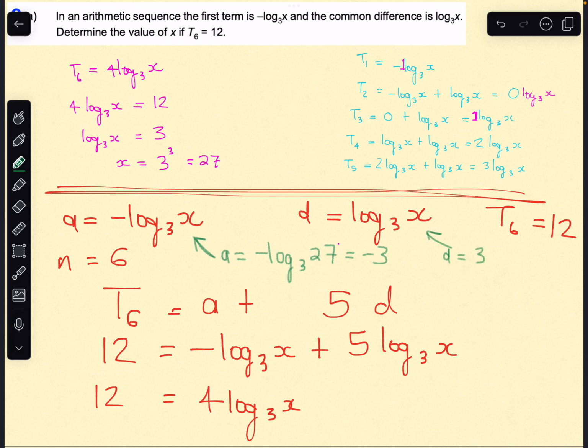And so the question is, will our sixth term indeed be 12? So if we start at minus 3 as our term 1, and then we add 3, the next term will be 0, and then we add 3, and we add 3, and we add 3, and then our sixth term is indeed 12. So that checks out. That looks promising. So let's see what the memo has to say.